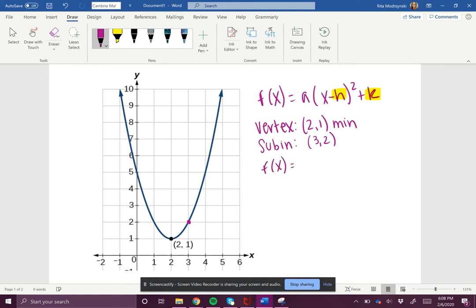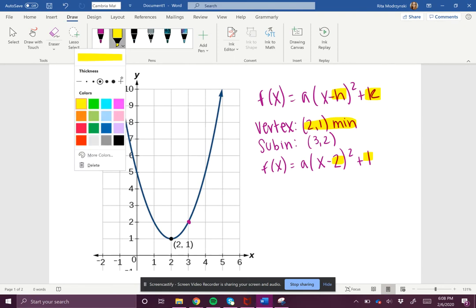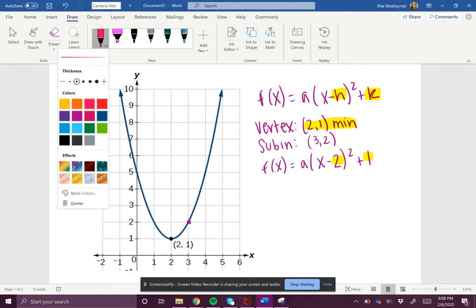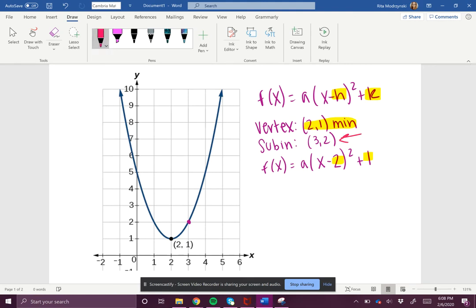We've got f of x equals a times x minus 2 squared plus 1. So again, where that just came from, our vertex was right here. Now, the next part of this equation is what some people got stuck on yesterday. We have got to substitute this point into our equation below because we're trying to solve for a, or our constant. So we know that the 3 stands for x and the 2 is f of x.